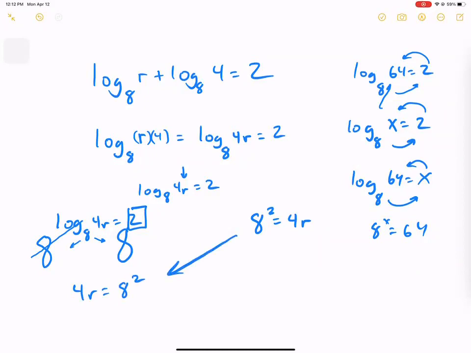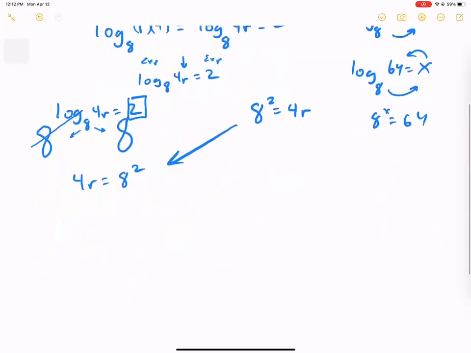The way we get rid of logs is we use exponents. We make them both exponents on both sides, because logs solve for exponents, so this was an exponent and this was an exponent. So let's rewrite those as exponents. From here, we can say 64 is equal to 4r. Divide 4 on both sides. r is equal to, what's that going to be? 16.